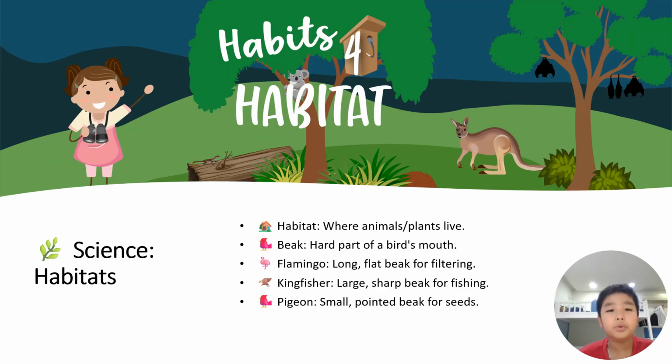Let's move on to science. We learn about habitats, which are the places where animals and plants live. We focus on birds and how their beaks are suited to their habitats. A beak is the hard, pointed part of a bird's mouth. Different birds have different beaks. A kingfisher has a large, sharp beak for catching fish, and a pigeon has a small, pointed beak for eating seeds.